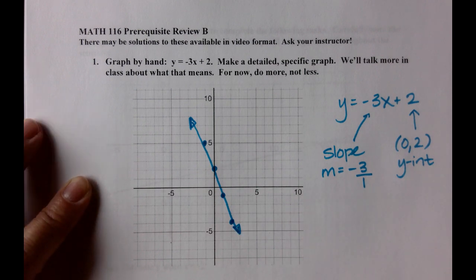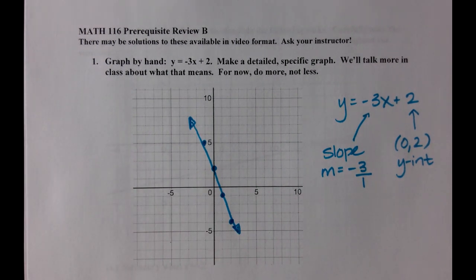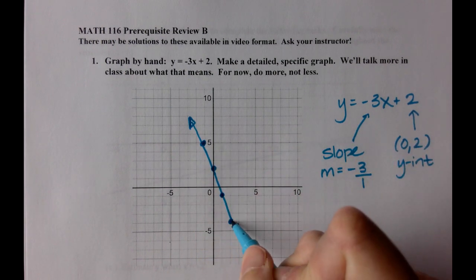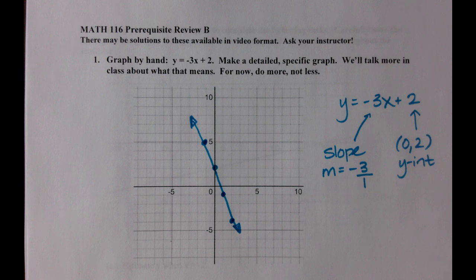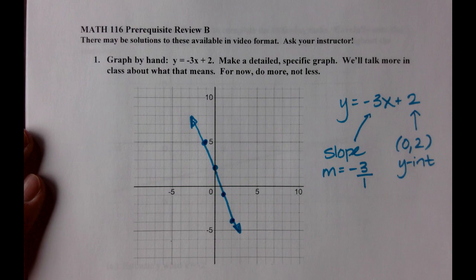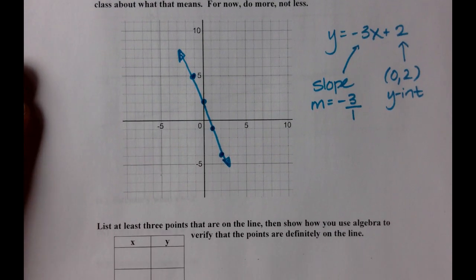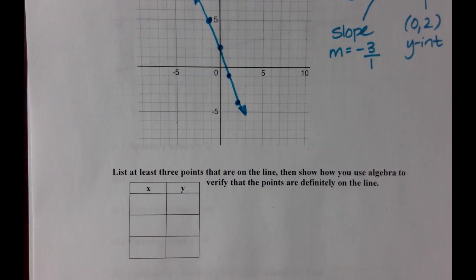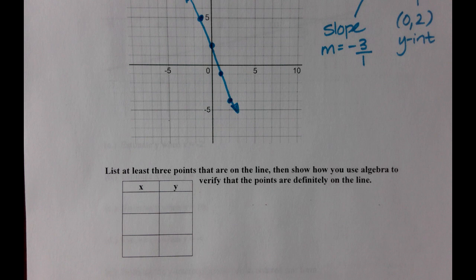Okay. And this would be a detailed, specific graph. We have a few points bubbled in. We have arrows on the ends of our line. We have the line filled in. The scaling was already given in the graph, but if you had to start from scratch, you'd want to include some scaling. After this, we are asked to list some points that are on the line and then verify algebraically that they are definitely on the line, just in case we made a mistake.